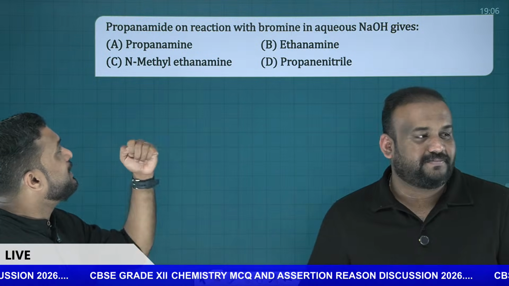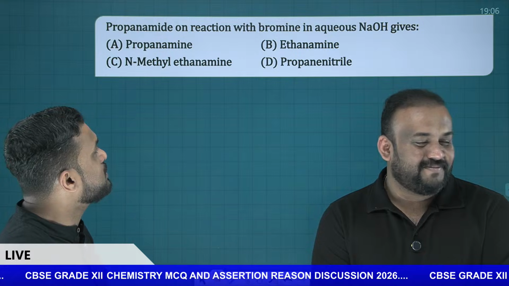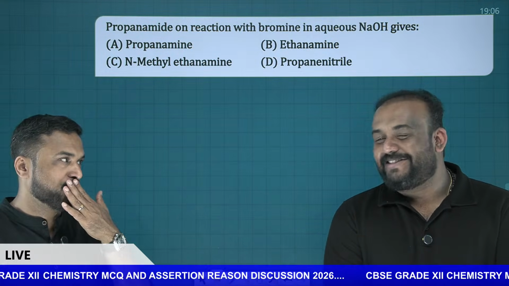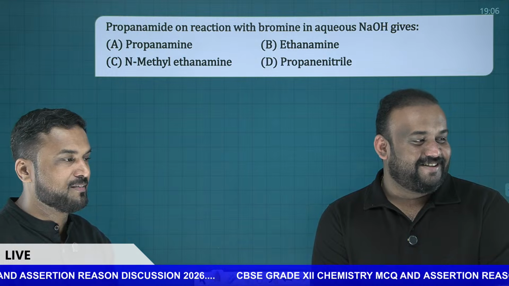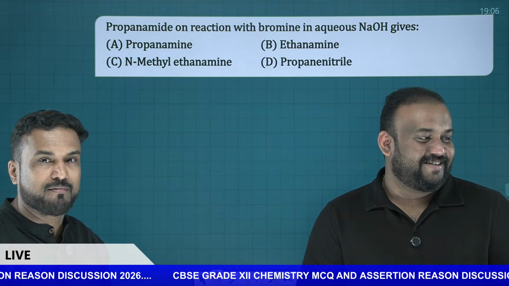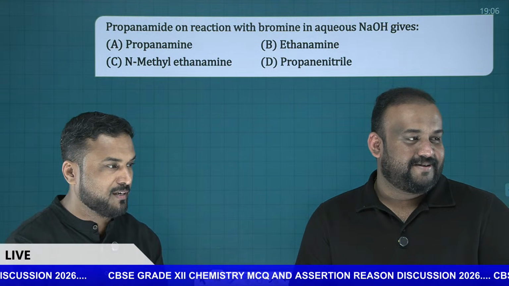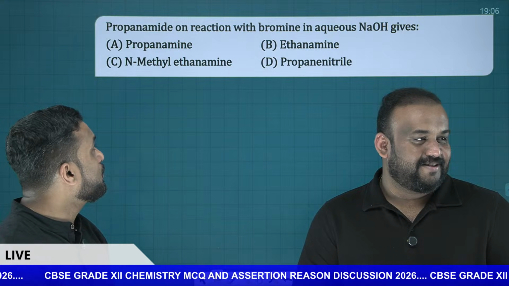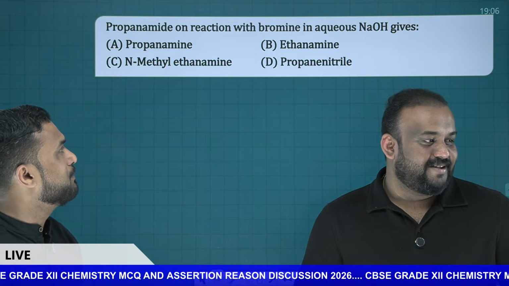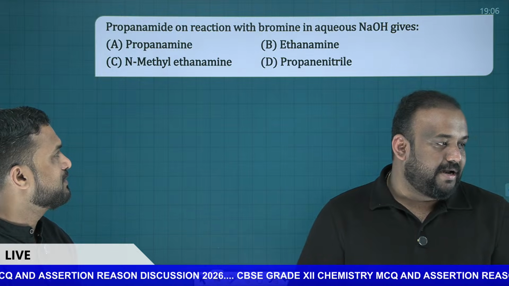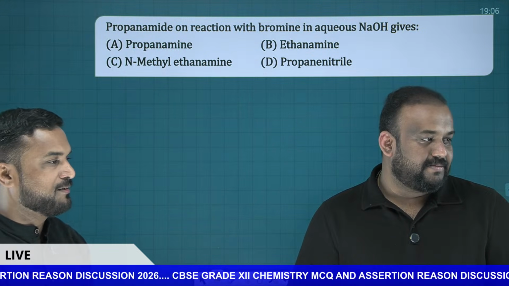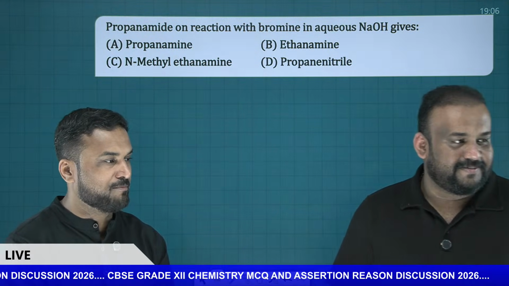See, propanamide on reaction with bromine in aqueous NaOH gives... Again, this time they won't make a mistake. Now read the question very carefully, because already we gave a question and we told you there is a chance to make an error. So now read the question: propanamide on reaction with bromine in aqueous NaOH. Very good, many are answering it, and it's the correct answer. Well done. This is the way.